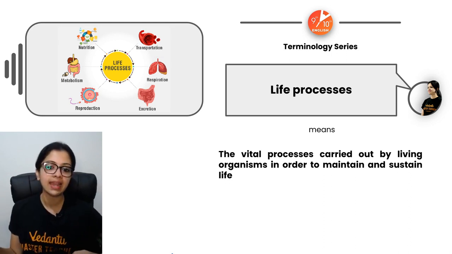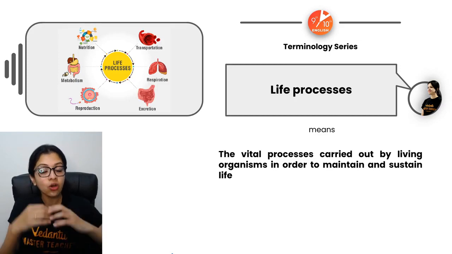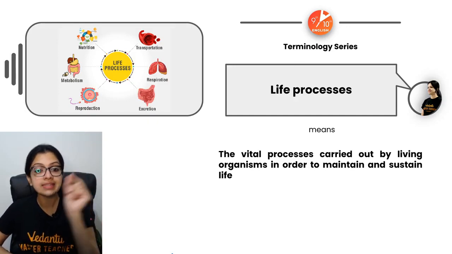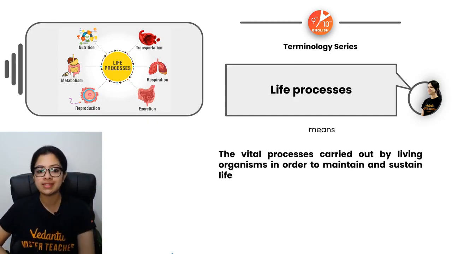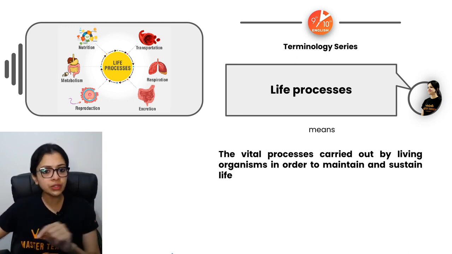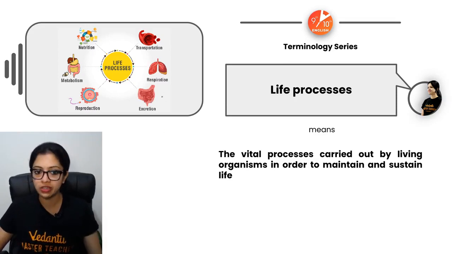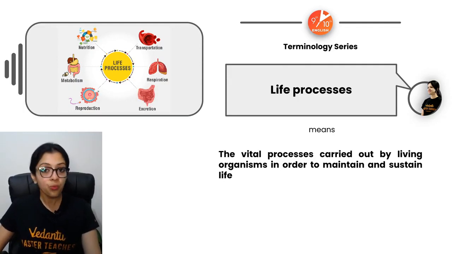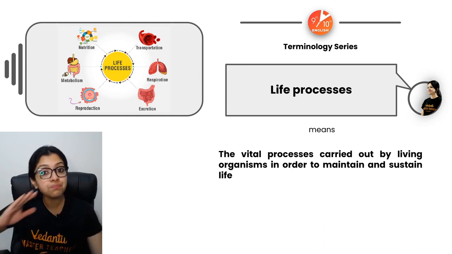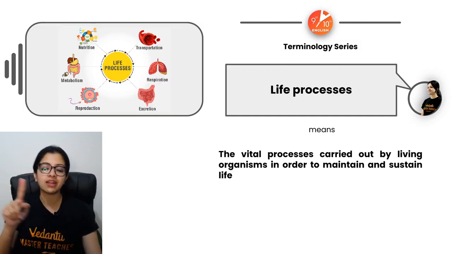Okay, what exactly are life processes? The vital processes which are carried out by living organisms in order to maintain and sustain life. Sustain life of an individual organism, an independent organism. This is what life processes would be. Well, of course, as you can see here, nutrition, transportation, respiration, circulation, excretion, all of these would be examples. Reproduction also as far as a full species is concerned. But when you think of an independent individual organism, reproduction would not come under it.